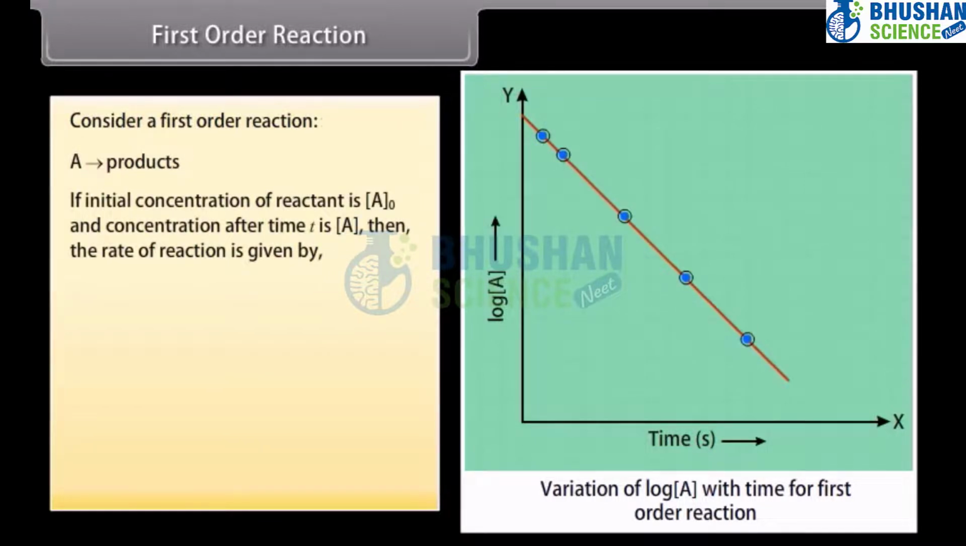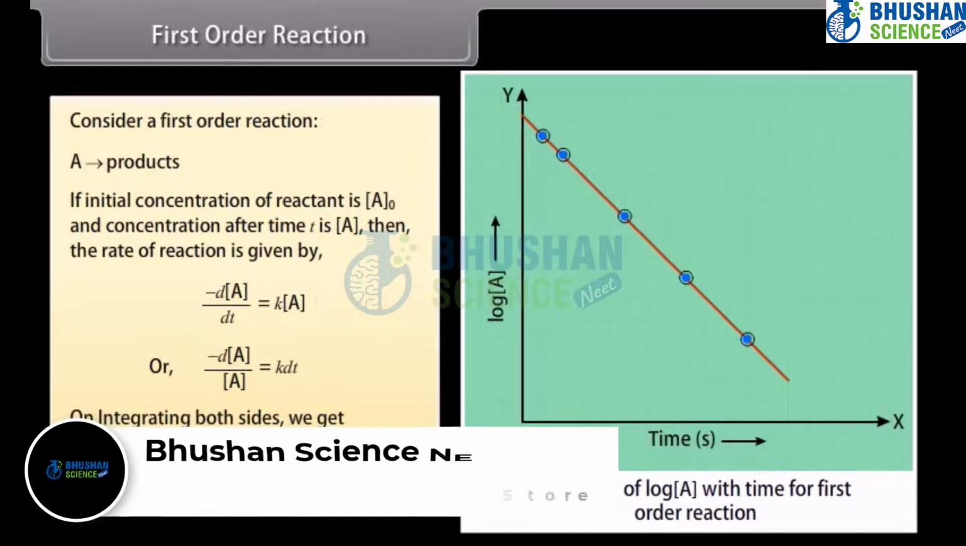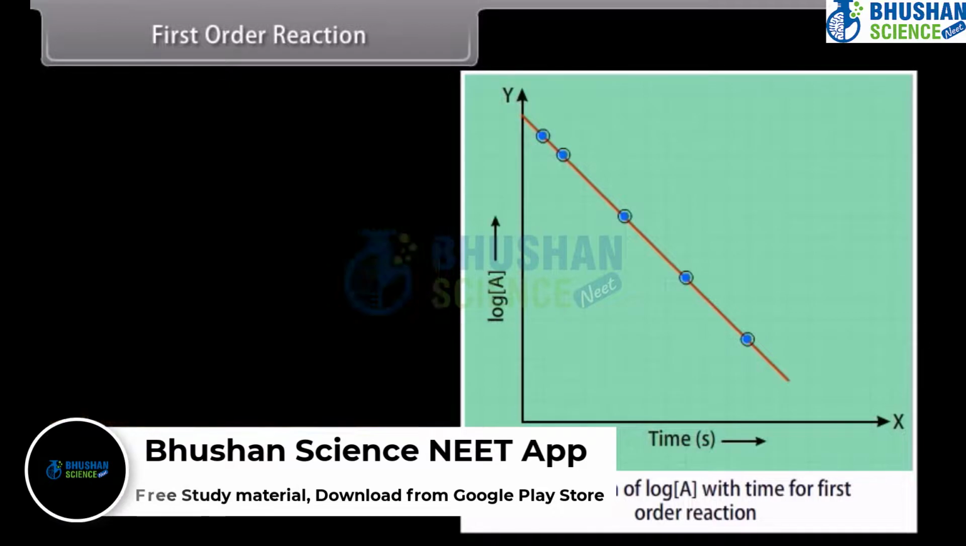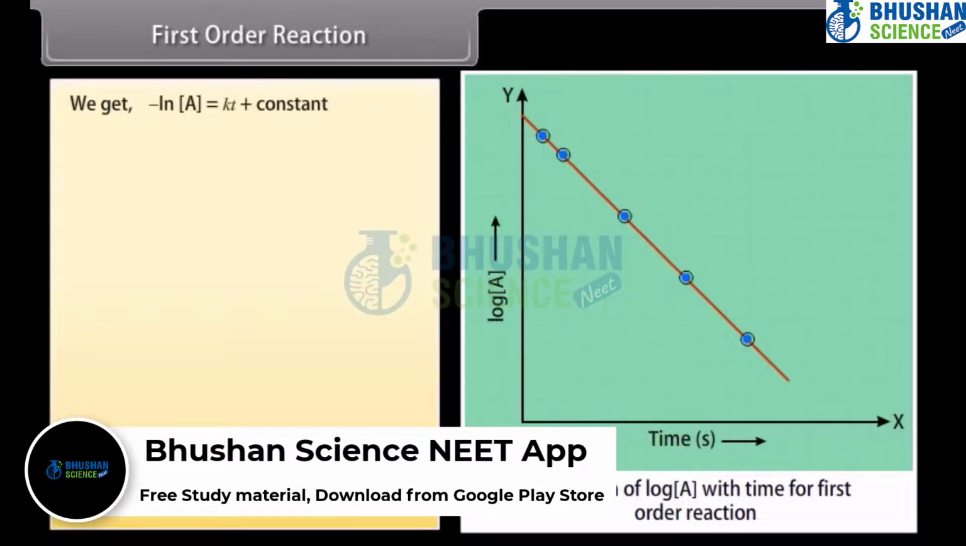If the initial concentration of reactants is A naught and concentration after time T is A, then the rate of the reaction is given by minus dA by dt is equal to product of K and A. It can be written as minus dA upon A is equal to K dt. On integrating both sides, we get minus natural log of A is equal to Kt plus constant.